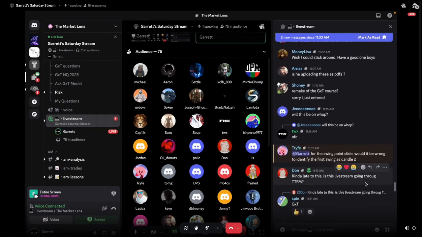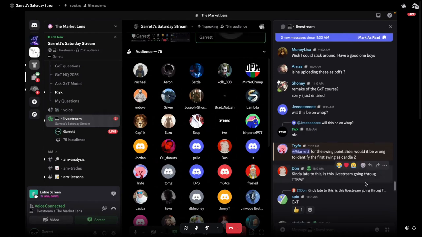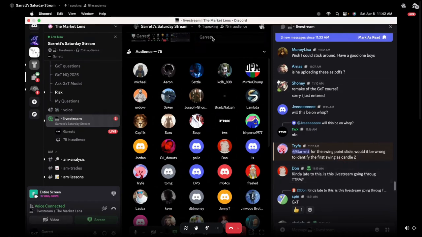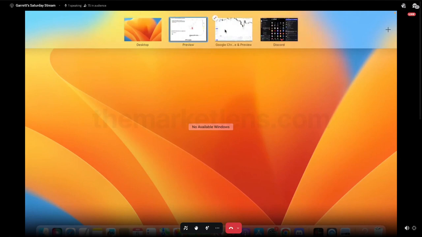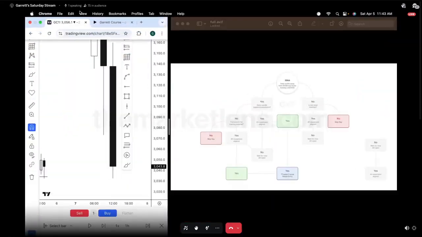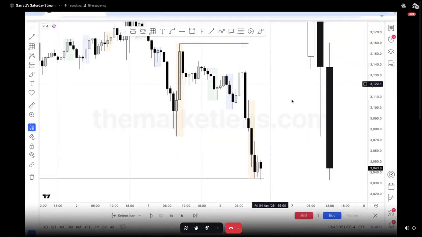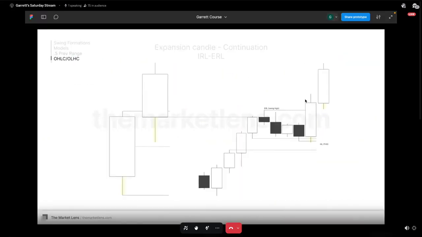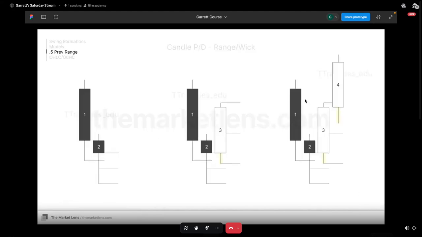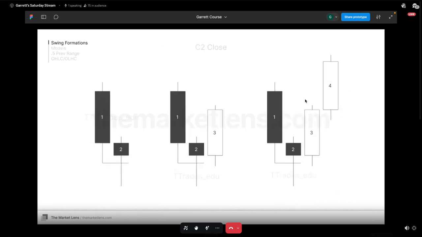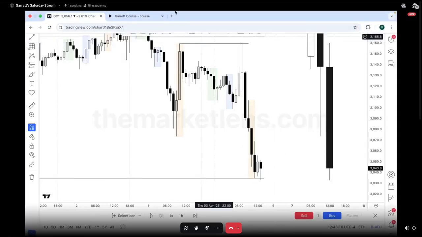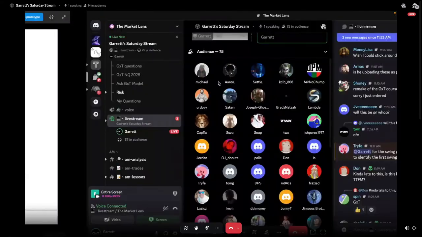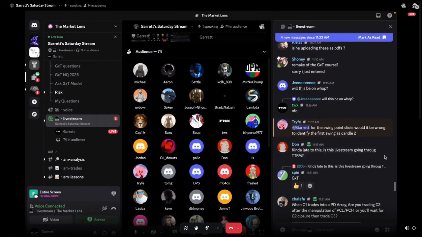For the swing point slide, would it be wrong to identify the first swing as a candle 2? Yeah, that's what it is, right? So, hold on, let me fix this. This is out of order. What did I just do? Whatever. Okay, how do I fix this, guys? Okay. If we go all the way back to swing points, this is a candle 2 close swing point, right? The first one is that. Yeah, kind of like this.